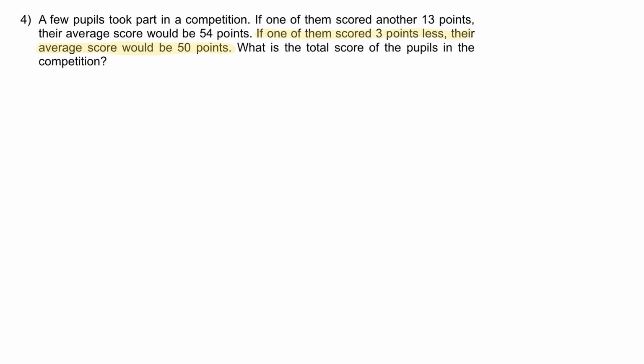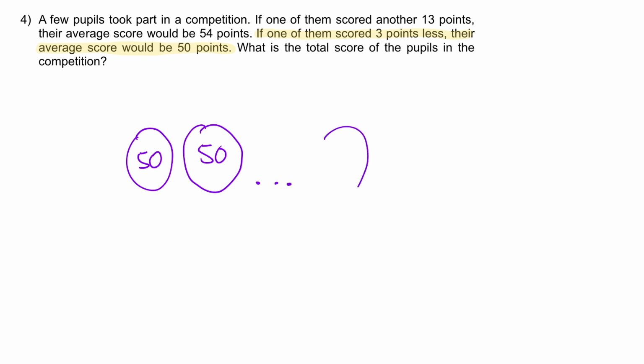So I'm going to draw it out again. So in this scenario, there are 50, and how many pupils are there? Do not know. That's why I'm going to find out. However, is there another scenario that they have given us? Yep, here. If one of them scored another 13 points, their average score would be 54.